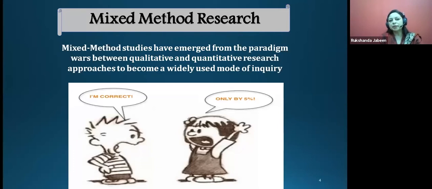And over the past decade or more, interest in the use of mixed method research as a means for studying educational topics and phenomena has grown substantially.